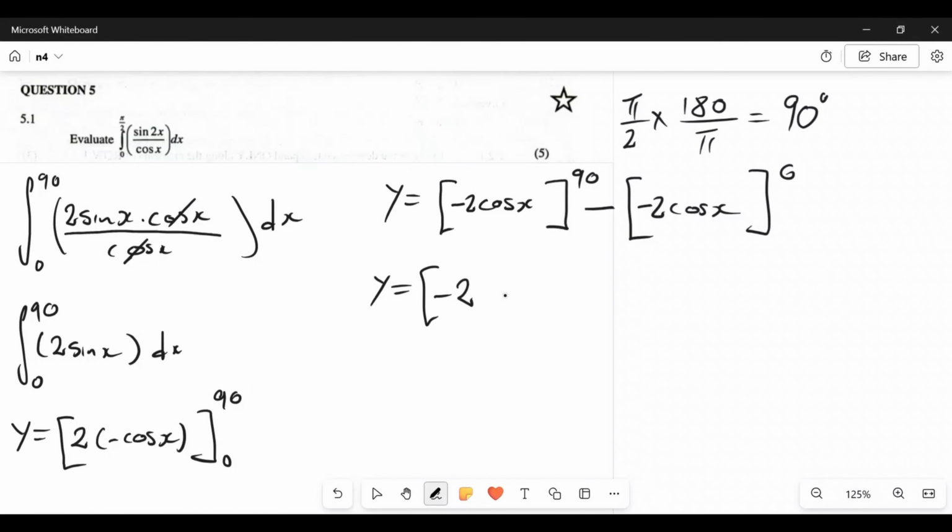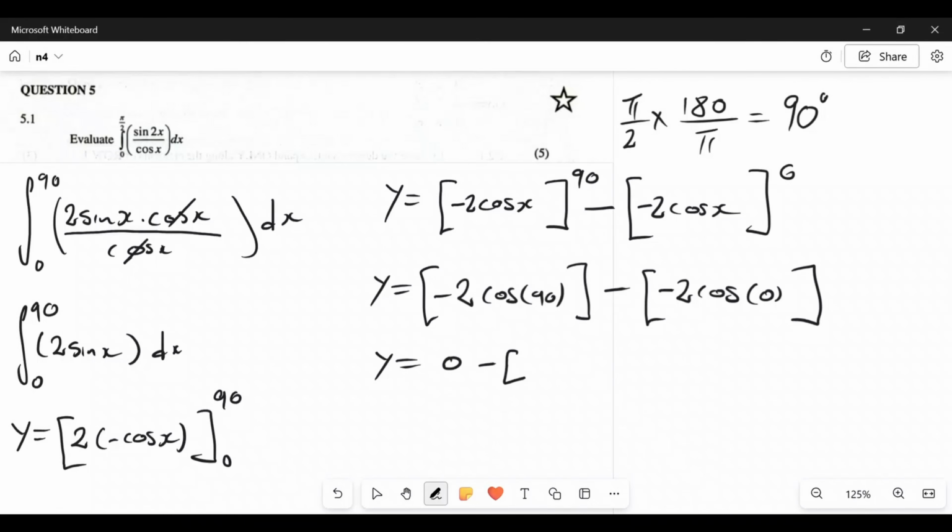So we have 2 cos 90 degrees, close bracket, minus. And then on the second bracket, we have negative 2 cos 0. Remember, the second bracket is for the lower limit, which is 0. So when you continue here, for the first bracket, we have negative 2 cos 90. That is going to give us 0.